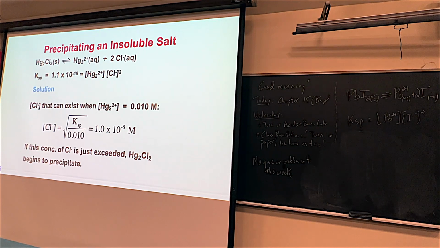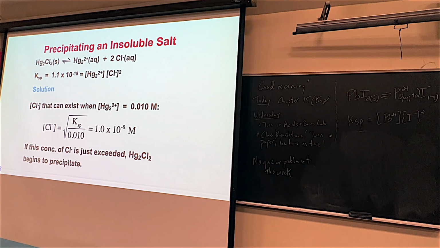Is 1.0 times 10 to the minus 8 a big number or a small number? Very small, absolutely. Most of our solutions in chemistry are roughly 0.1 molar, give or take a couple orders of magnitude. This is many, many orders smaller than that.